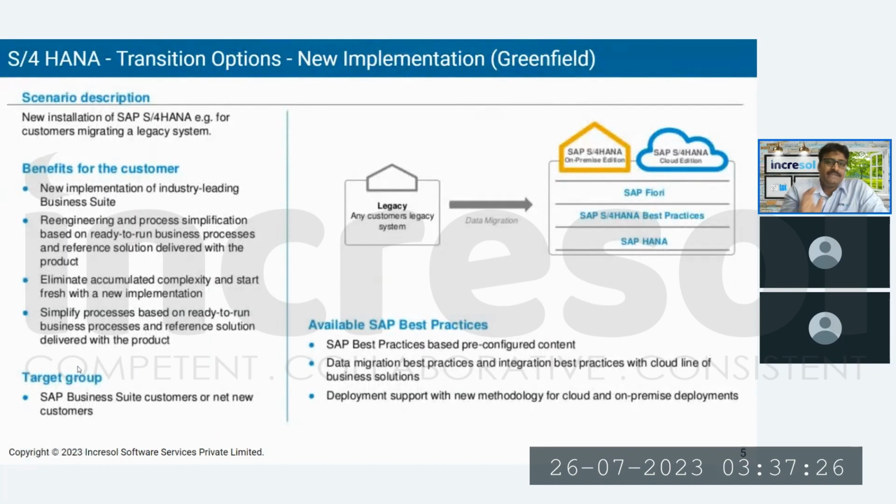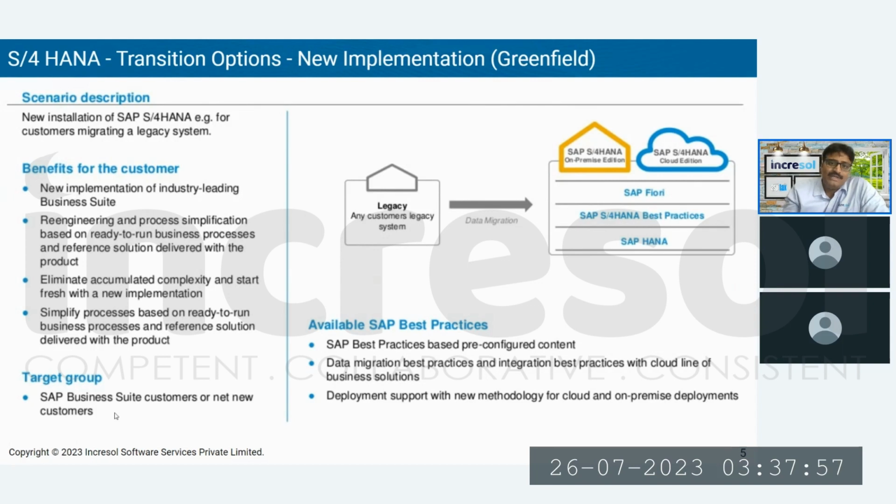So let's start with the new implementation. When to go for new implementation, and who are the target audience? It can be existing SAP ERP customers like ECC customers or B1 customers, who can also opt for this greenfield implementation. Or customers who are using Tally, Focus, or some other third-party ERP who want to get into SAP's ERP portfolio can adopt this greenfield implementation.